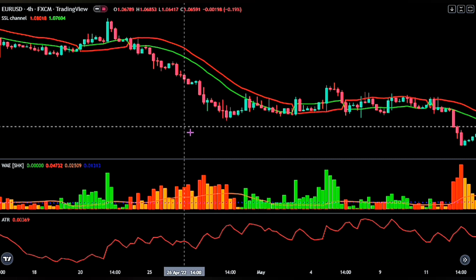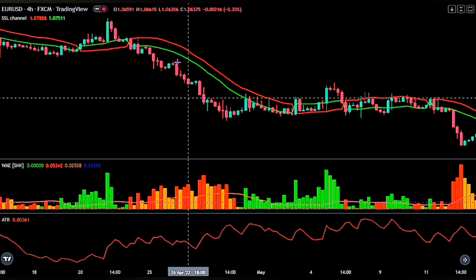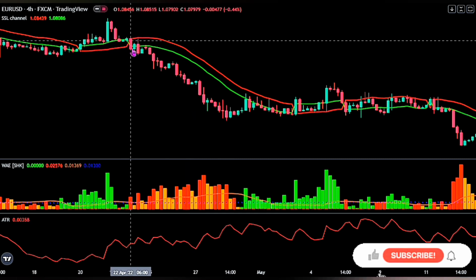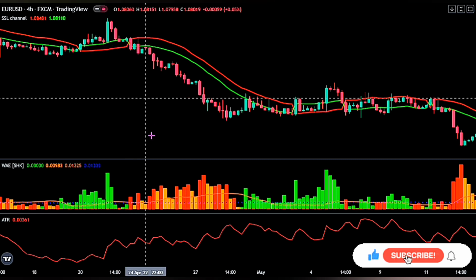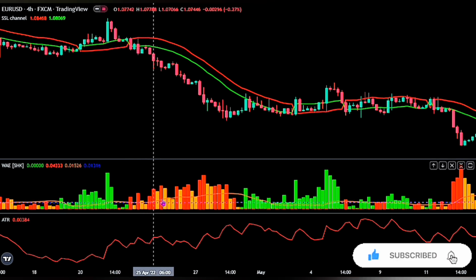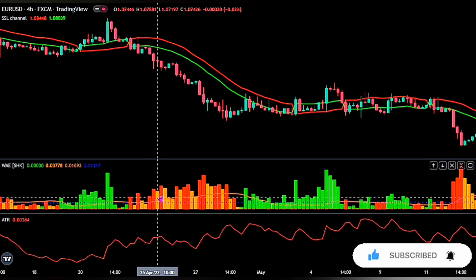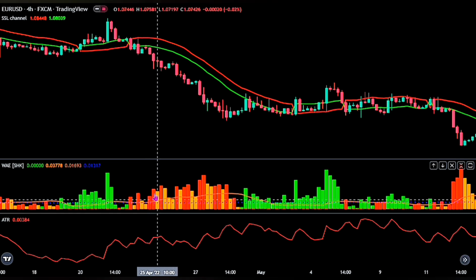Exactly the opposite is said for a short trade. For a sell signal to be valid, we need to have the red SSL cross above the green SSL. Our confirmation indicator needs to have the orange moving average be above the blue dot, and the red or yellow histogram has to be above the orange line.